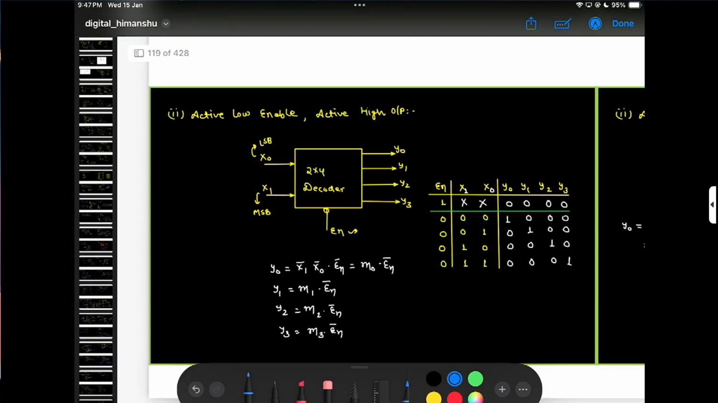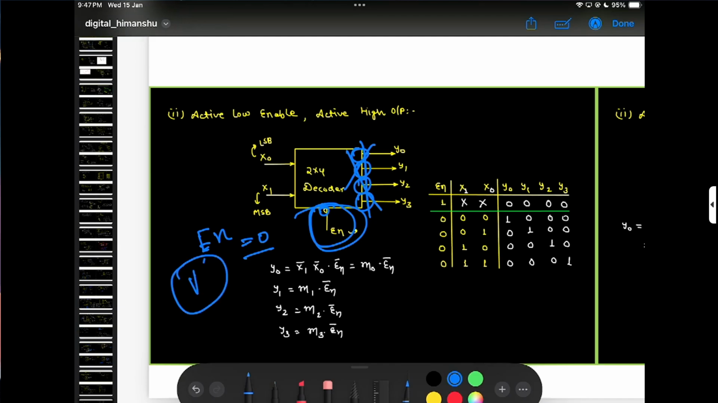And next, active low enable but active high output. Active high output means there is no NOT gate on the outputs, but there is a NOT gate on the enable. So when my enable signal is 0, this circuit will work, but when enable is 1, this circuit will not work.